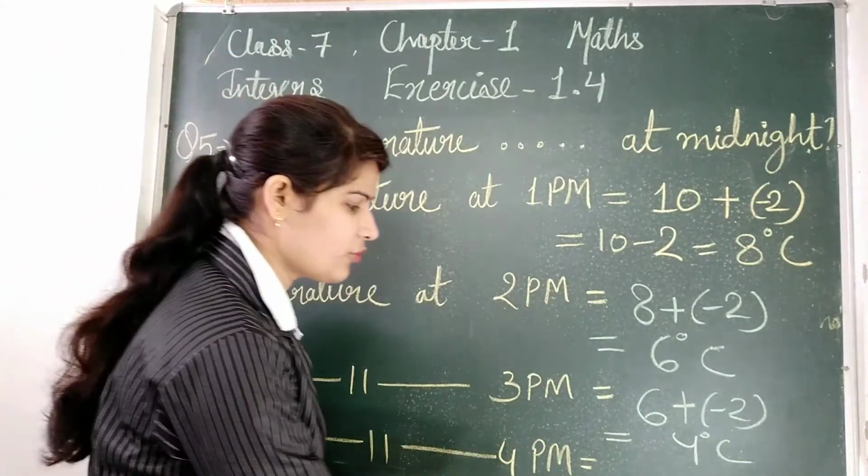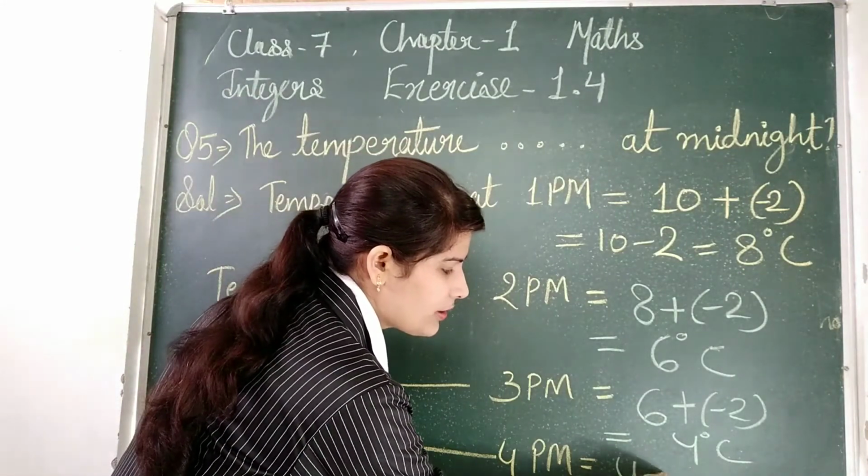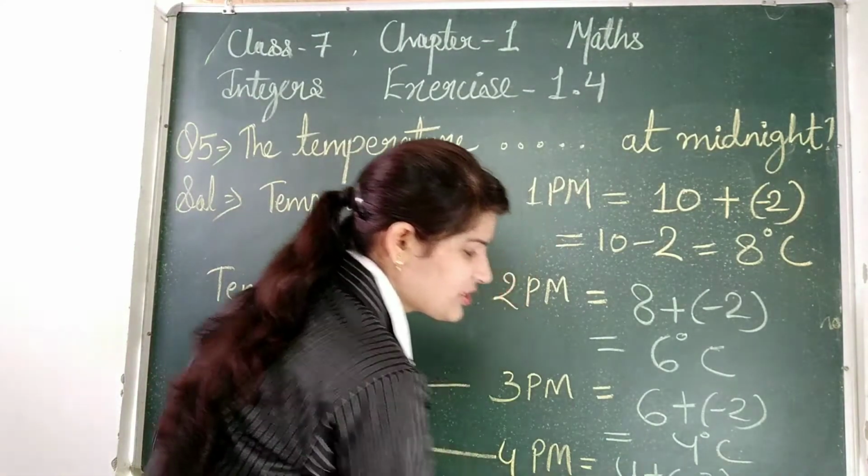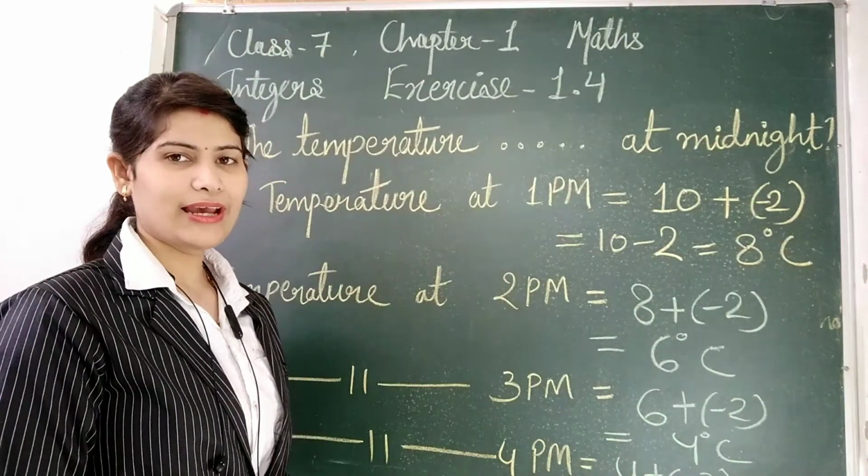What is the temperature at 4 p.m.? Simple, 4 plus the rate of change of temperature, 4 minus 2. You will get the answer.